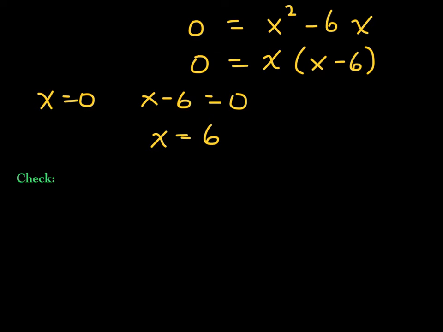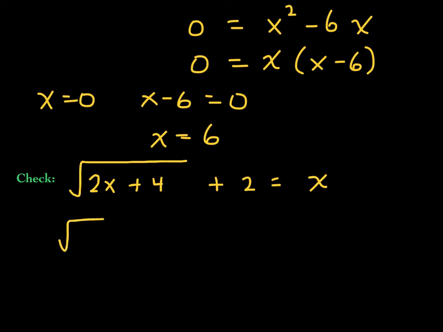And what we want to do is substitute them into the original equation, which says the square root of 2x plus 4, right? And then it said plus 2 is equal to x, right? So what I'm going to do is substitute, and I'm going to check 0 first, okay? So 2 times, I'm going to plug in 0 right there, plus 4, and then plus 2 is equal to 0, well, supposedly, right? So let's simplify all this and see what we get.